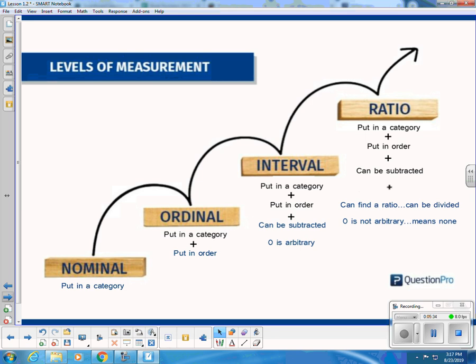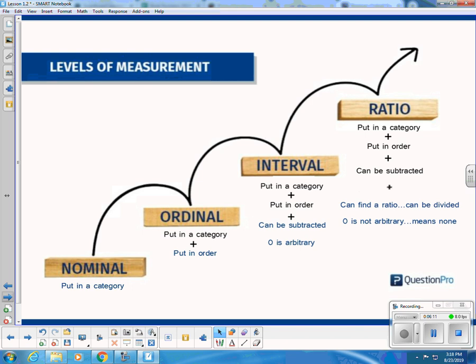That's nominal level. Ordinal level, you can put them in a category. You can also put them in order. So if you're looking at Motion Picture Association of America rating descriptions, you've got general audience, rating G, PG, PG-13, R, NC-17. So those ratings can be put in order from the most basic to the higher level, bad words, that kind of thing. So you can rank them, okay, in order.